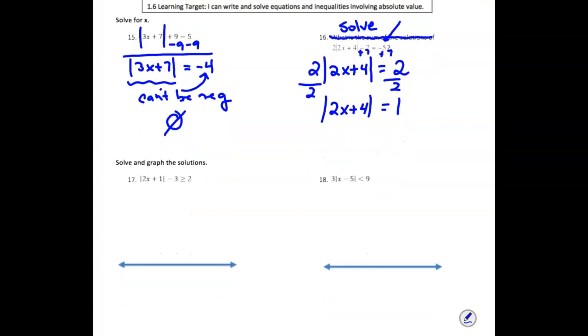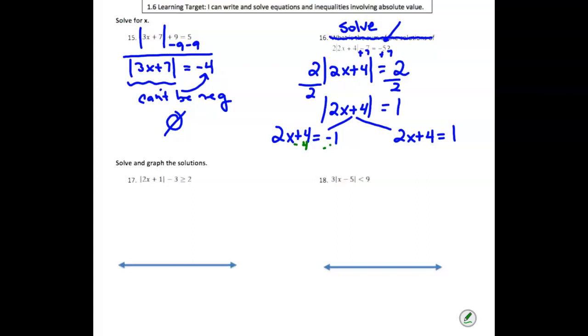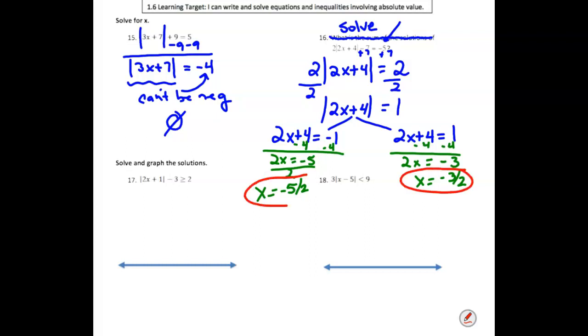Now I can break out of jail into my 2 equations. So 2x plus 4 could equal the regular 1, but it could also be a negative 1, because when I take the absolute value of negative 1, it would turn into a positive 1. All right, to solve this, we're going to subtract 4. So 2x equals negative 5, and then we're going to divide everything by a 2. We've got x equals negative 5 halves. On the other side, we're going to subtract a 4 again. This time 2x equals negative 3, and when we divide, we get negative 3 halves. So 2 solutions, a -3/2 and a -5/2.